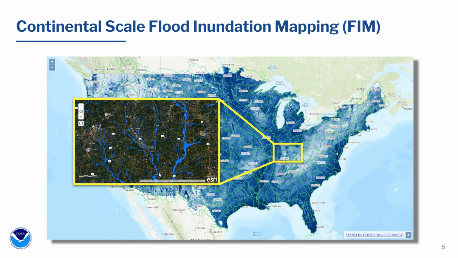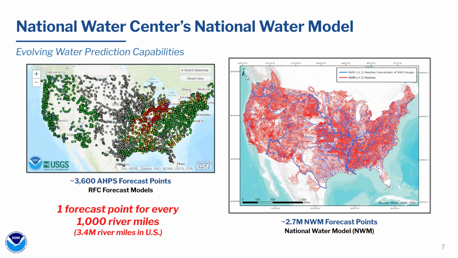And you're probably like, okay, great. Well, how are you doing that? And that's a great question. So right now, we have 3,600 river forecast center forecast points across the country. Those are all of those dots on the left-hand side here, all right? That's one forecast point for every 1,000 river miles. The National Water Center has the National Water Model, which is now allowing us to enhance our hydrologic prediction services to basically 2.7 million reaches across the country, or 3.4 million river miles.